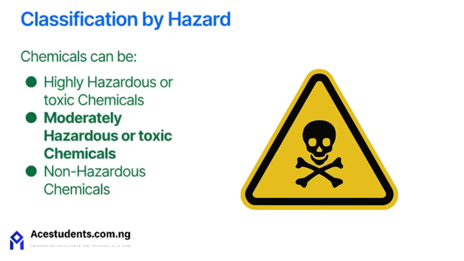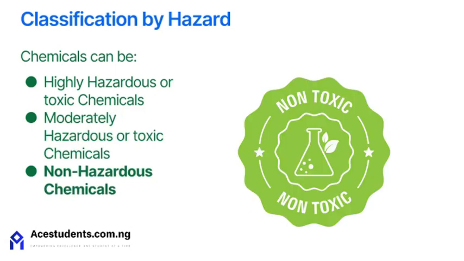These chemicals are less dangerous but must still be handled carefully. Examples are bleach and weak acids. Some chemicals are not harmful when used the right way. Water and table salt are good examples.